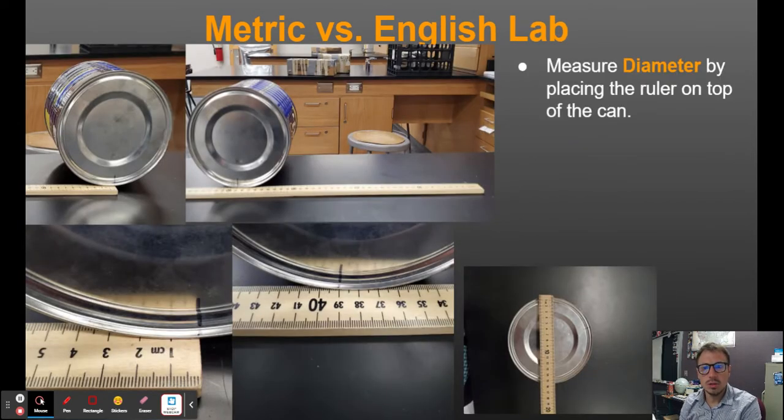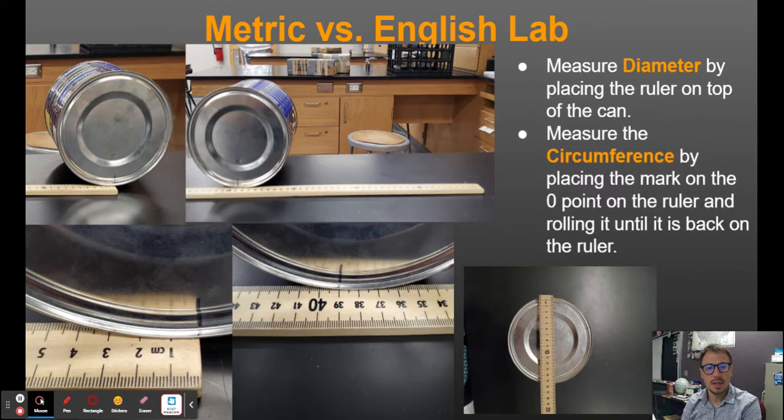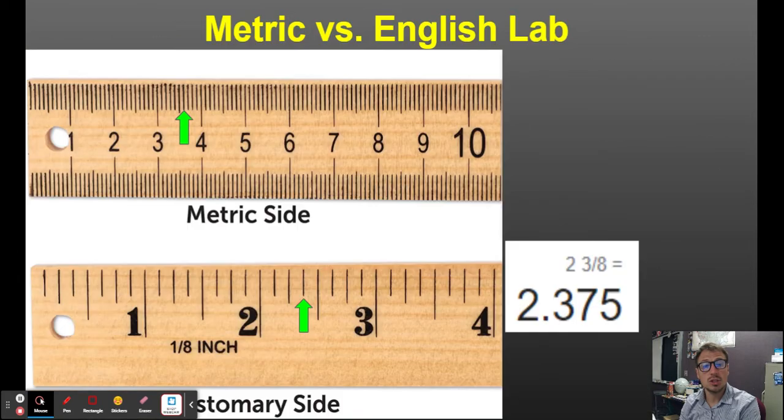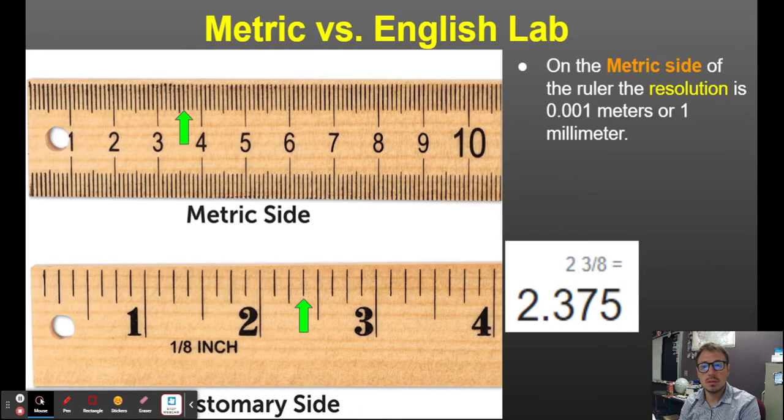Now, what you're doing is you're going to measure the diameter of three different cans by placing the ruler on top of the cans, and then you're going to measure the circumference by placing the mark on the 0 point and rolling it across the ruler, and that would get the circumference. On the metric side, it's very easy to read because each one of those little dash marks is 1 millimeter, 1/10 of a centimeter. So that arrow right there would be 3.6 centimeters.